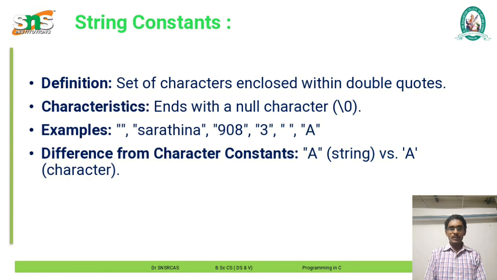String constants: a set of characters enclosed within double quotes is called a string. A string ends with a null character. Examples: within double quotes a blank space, within double quotes a string of text, within double quotes 908 and the number 3, and within double quotes the character A. The difference from character constants: capital A within single quotes versus within double quotes. If you give characters within double quotes it will be considered a string, and if you give a character within single quotes it will be considered a character.